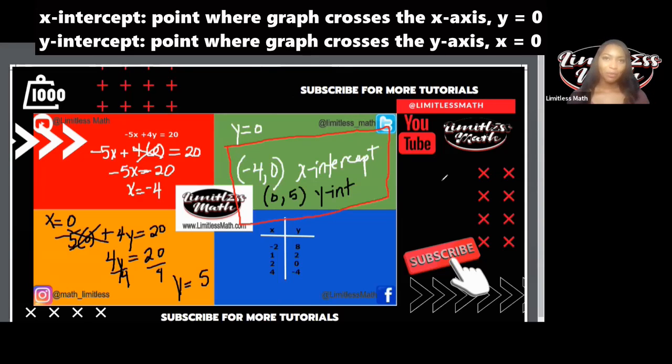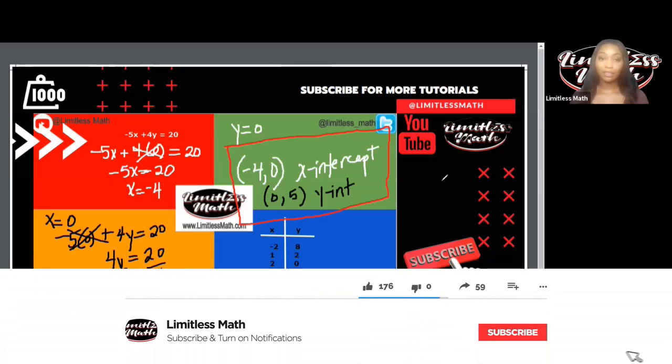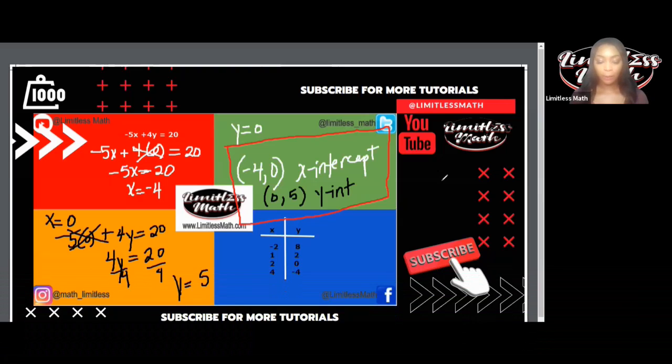For the next example, we're going to calculate the intercepts from a table. Let's look at the blue box. We have a table here, an XY chart, giving us a list of several points. When we're given a table, we have a little bit more work to do.